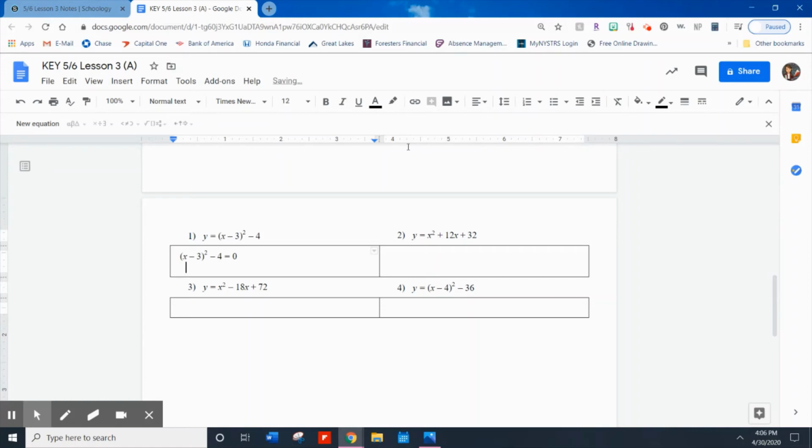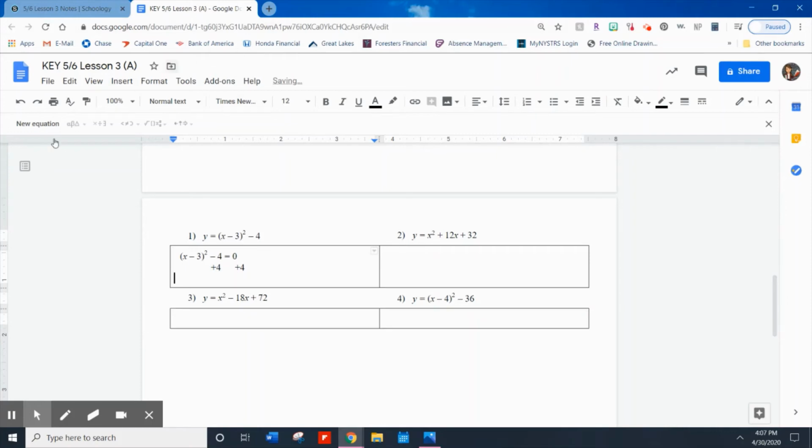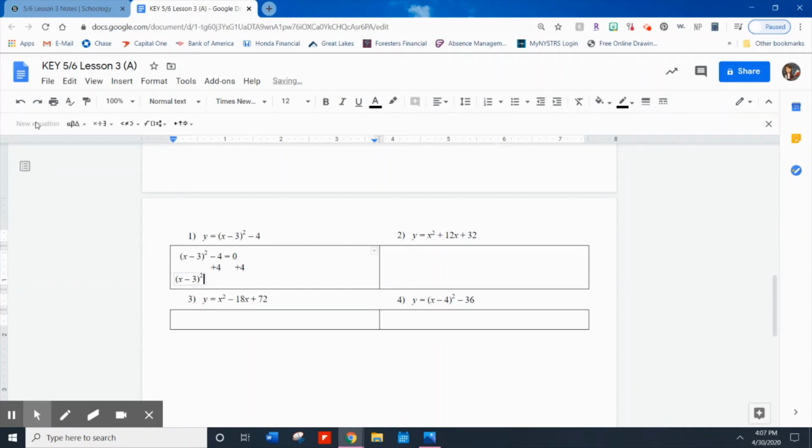Now, we solve it. How do we get x by itself? We add 4 to both sides, and then we're left with x minus 3 squared equals +4. And how do we get rid of the square? We square root it. I'm just going to put it over, see if that's going to work. Nope.